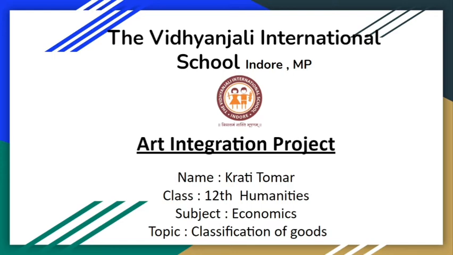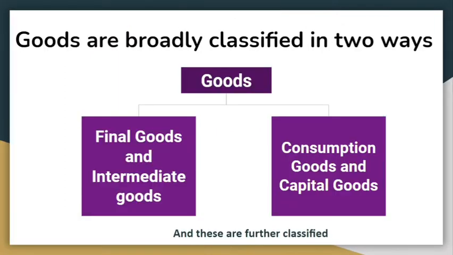So this is my art integration project of economics and the topic is classification of goods. So basically in economics we divide or we classify goods in two broad categories. So the first category is final goods and intermediate goods, and the second category is consumption goods and capital goods.